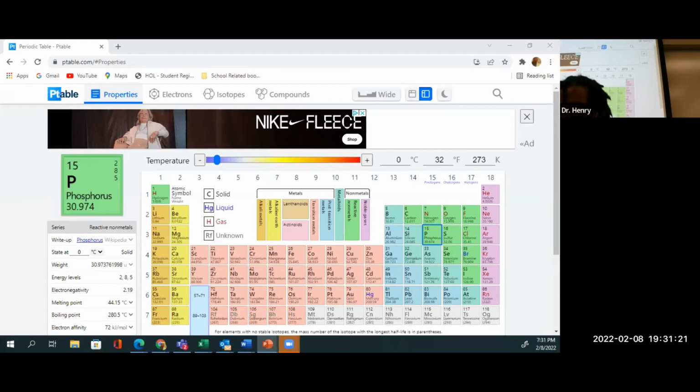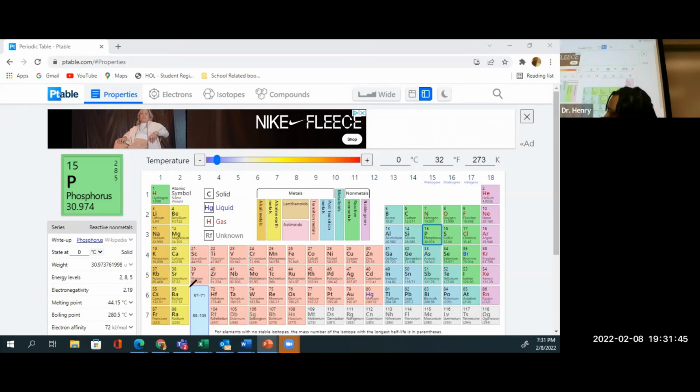Okay, so we have the periodic table here. If you look up top, horizontally, these numbers are called groups. These here on the side are called periods. Elements that are in the same group are going to behave very similarly to each other.